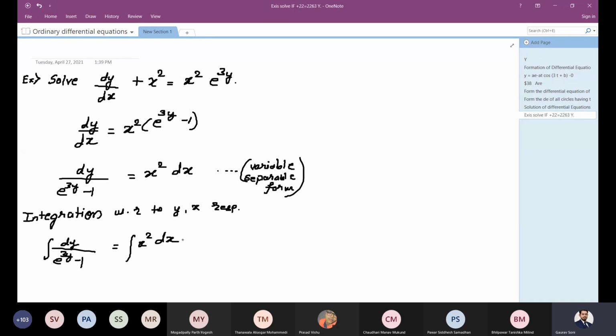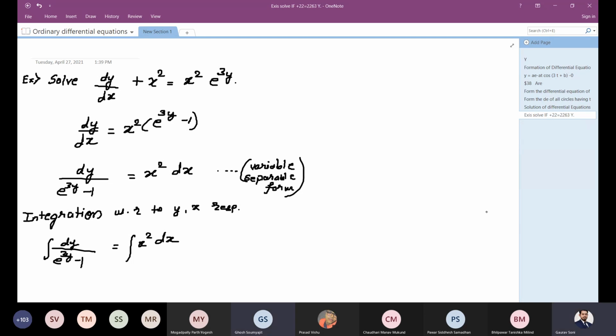Anyone, how to solve the integration? Sir, on the left side, in the numerator we can write e to the power 3y minus e to the power 3y plus 1, then we can separate this. Then we can write e to the power 3y by e to the power 3y minus 1 into dy minus... But you don't have e to the power 3y in the numerator. No, sir, I can write e to the power 3y minus e to the power 3y plus 1.